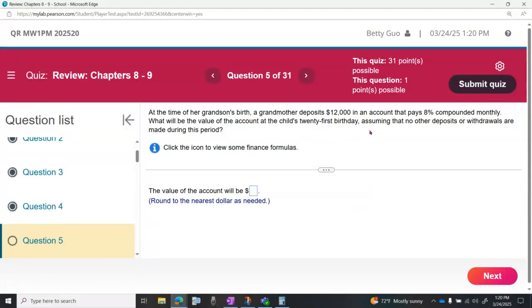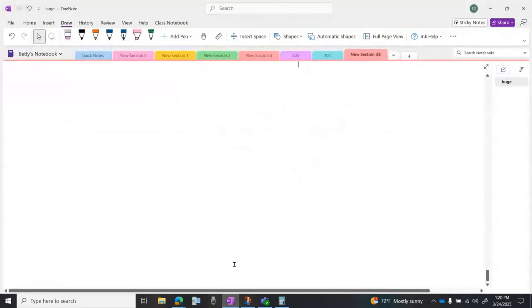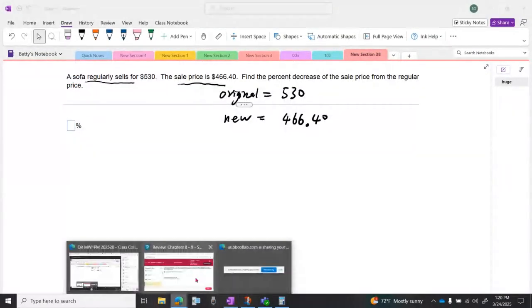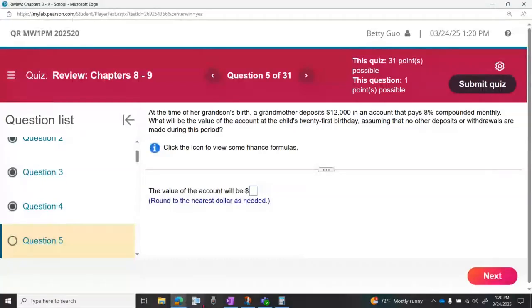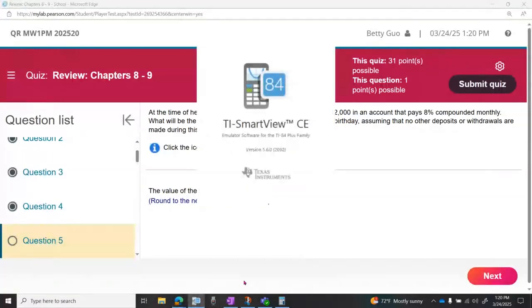principal P is 12,000. The grandma put in $12,000. Interest rate 8%. Monthly, so little n is 12, for 21 years. All right? Okay. Yeah, we can use a calculator. We can use my TI-84 calculator.